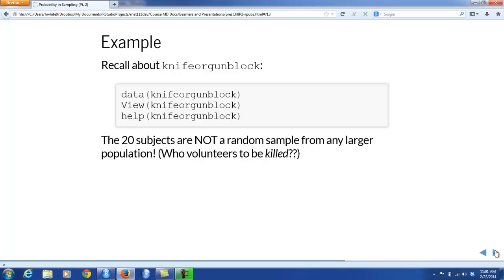So obviously, in this case, the 20 subjects are not a random sample from any larger population. After all, who volunteers to be killed? Maybe these are the only 20 people in the world who would agree to be part of this experiment, and their mental state is certainly not like that of the rest of the population, so we really can't imagine that the way they react to being killed with a knife or killed with a gun is necessarily similar to the way people in the general population would react to being killed in these ways.